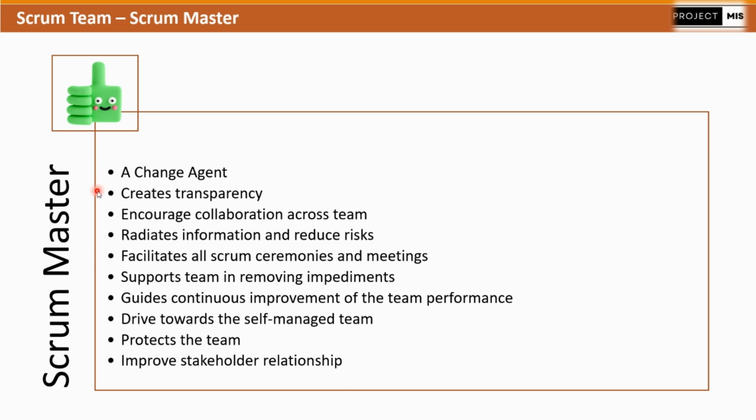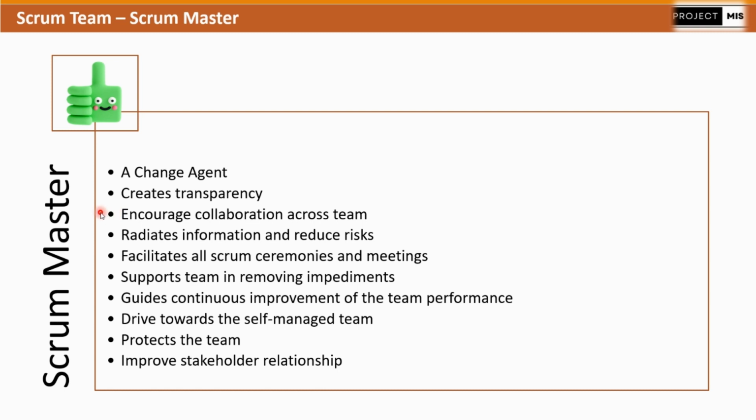Scrum Master creates transparency. He has to make sure that team is following empiricism principle, making sure that if any of the information is available with one of the team members, then that information is discussed with everyone and everyone is aware about that information. So he has to make sure that transparency is maintained and at any given point of time the entire team should be aware of everything in the project. That is what it means by creating transparency.